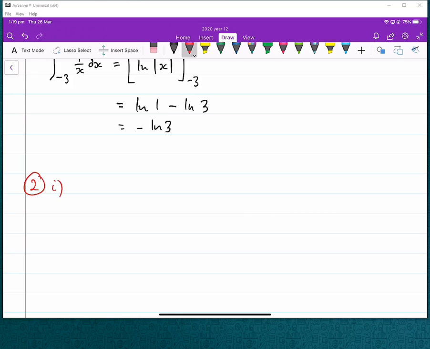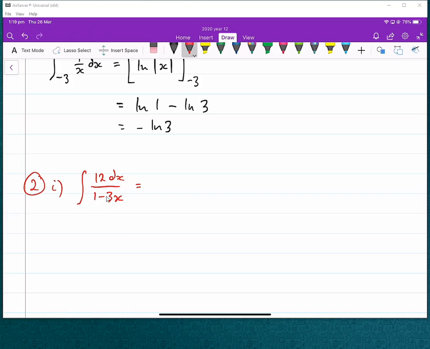It's the last one. It is the integral of 12 dx over 1 minus 3x. This is the same as the integral of 12 over 1 minus 3x dx. So we're finding the antiderivative of 12 over 1 minus 3x. We're finding the primitive function for that.